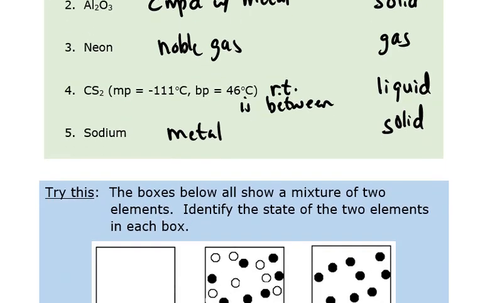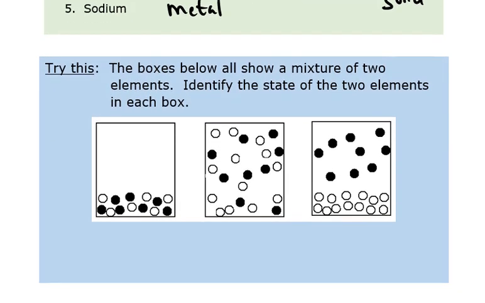All right, one more try this using some of the boxes and representations of elements that we've had before. For these three boxes, show a mixture. For these three boxes, identify the state of the two elements in each box. And all of them are stated to have mixtures.